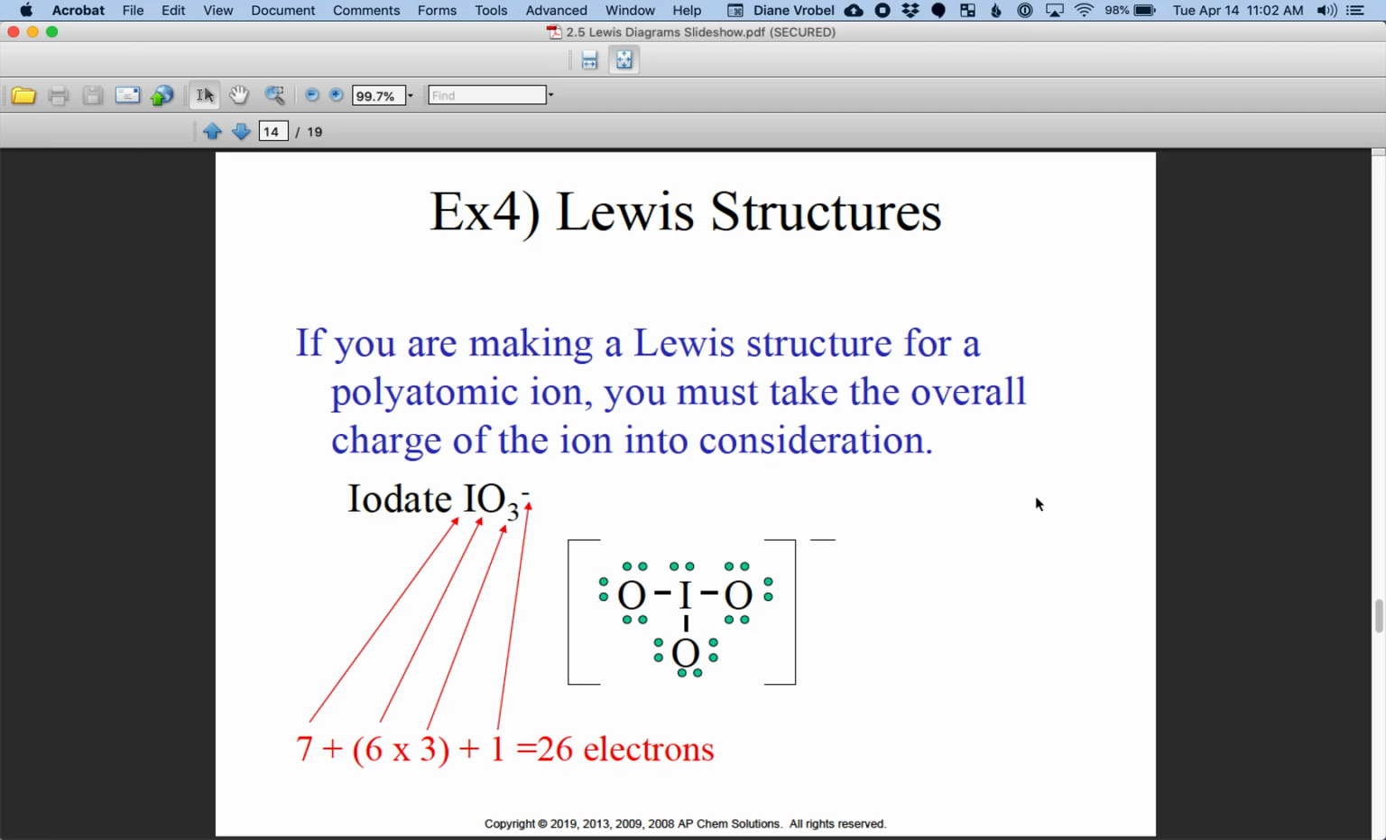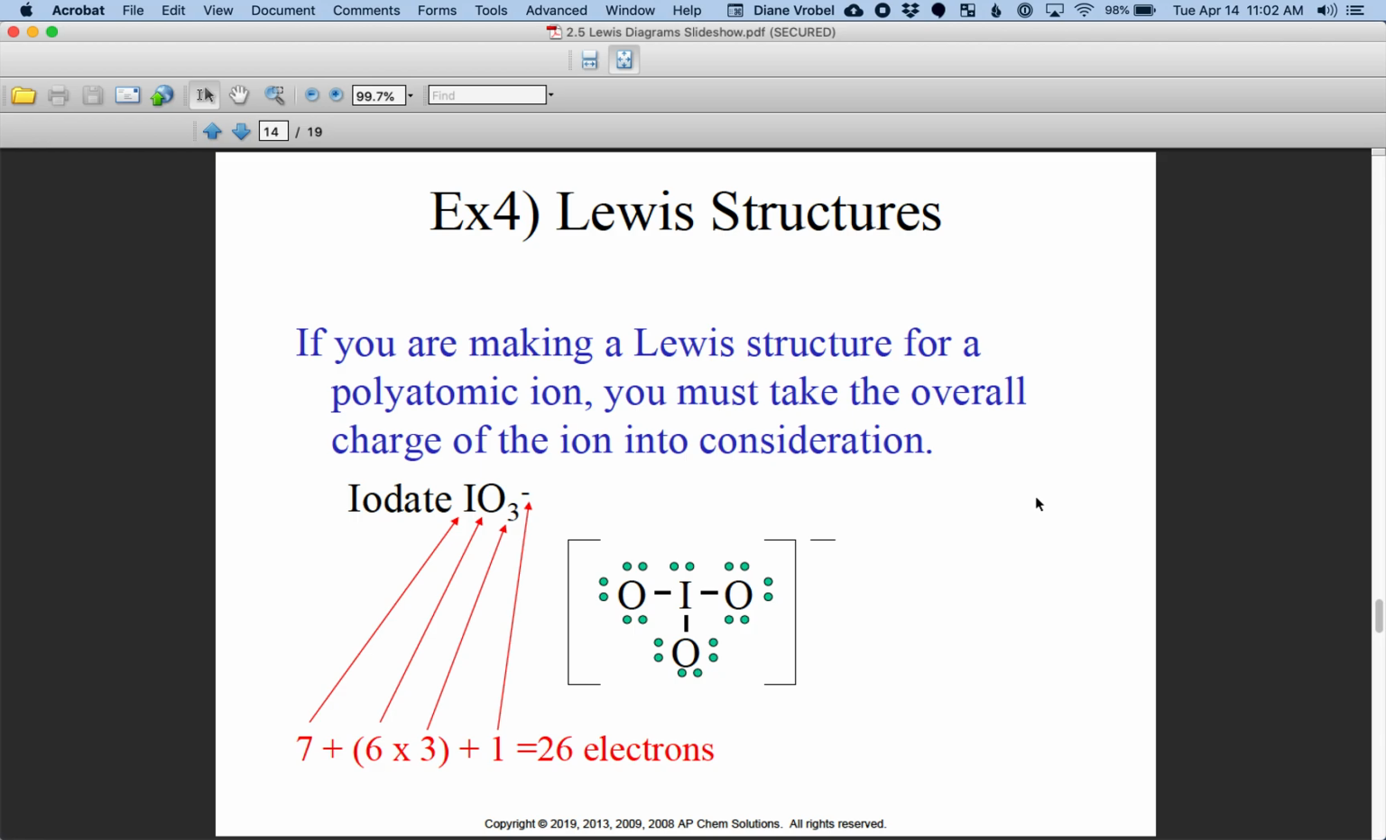As a result, they had to count up a lot more electrons here. So notice iodine has 7, oxygen has 6, but there's 3 of them. So they had to multiply it by 3. Plus, if you have a negative charge, you have to add an electron. And as a result, this works out to be 26 electrons.